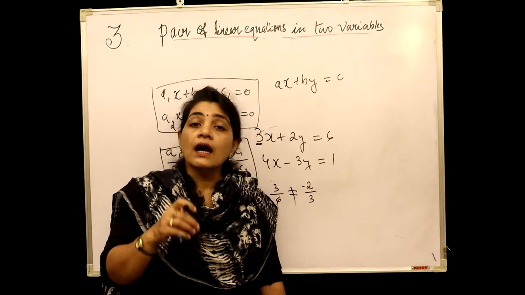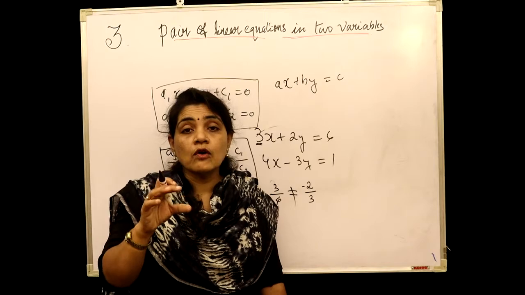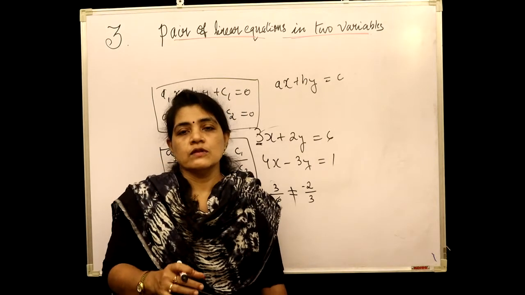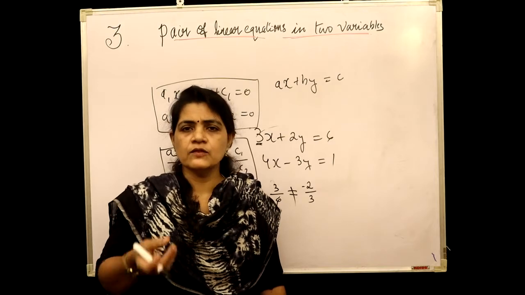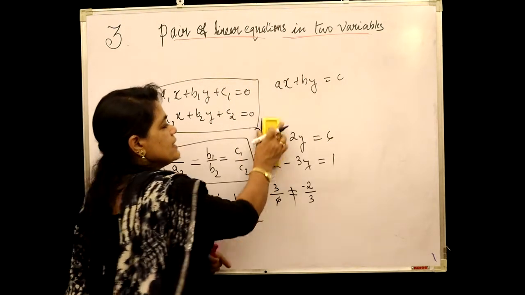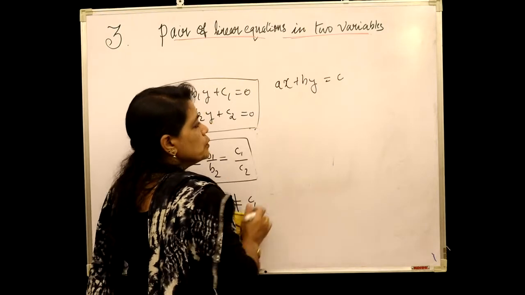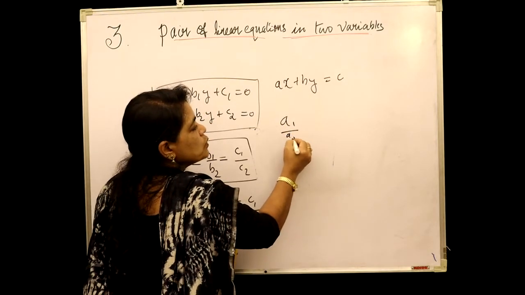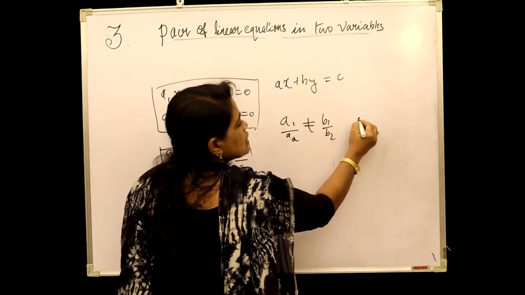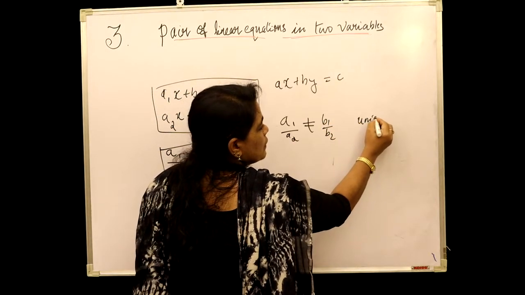These are the different types of solutions of a pair of linear equations in two variables. This is very, very important. Children, the first case is a1 by a2 not equal to b1 by b2. That is a unique solution.